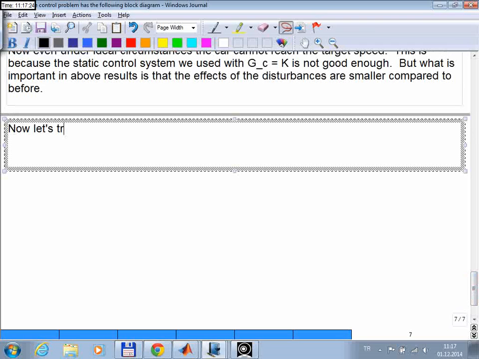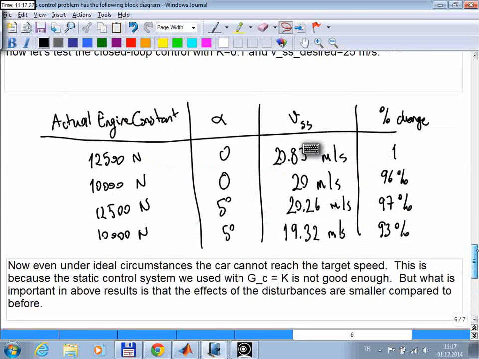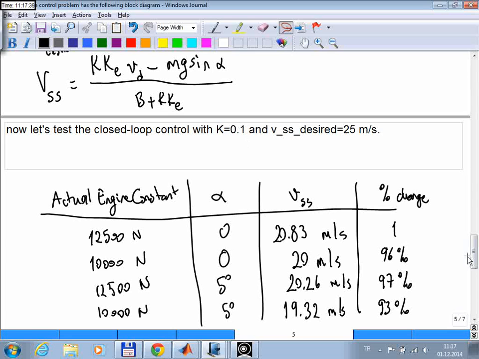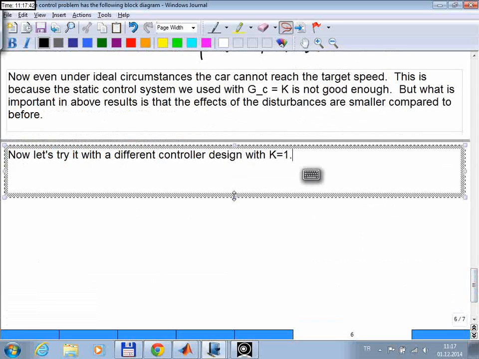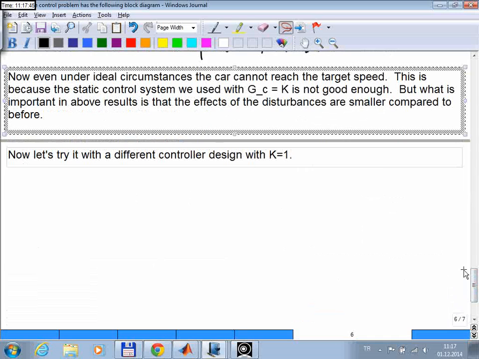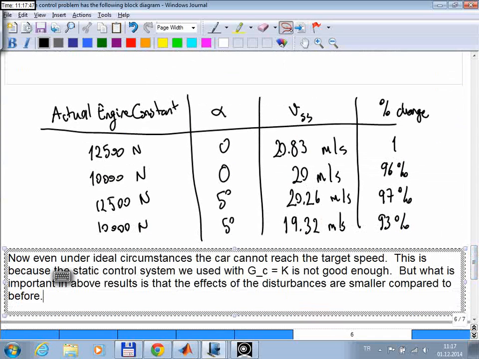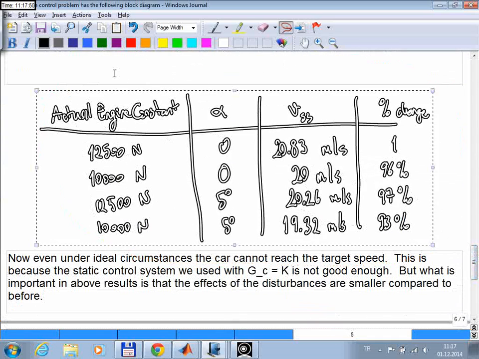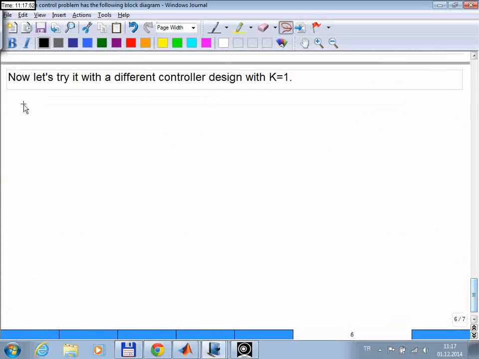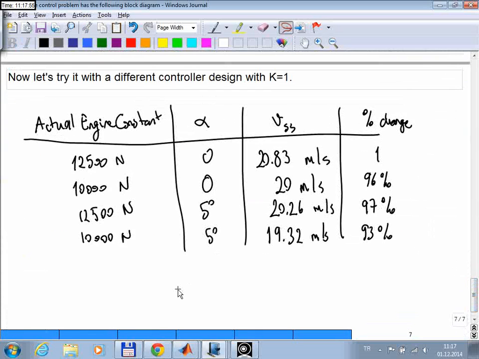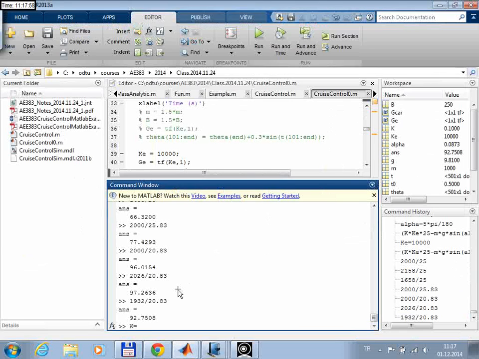Now, let's try it with a different controller design, with k equal to 1 instead. So remember, in this table, the k value was 0.1. Right now it's 0.1. Let me change it to 1.